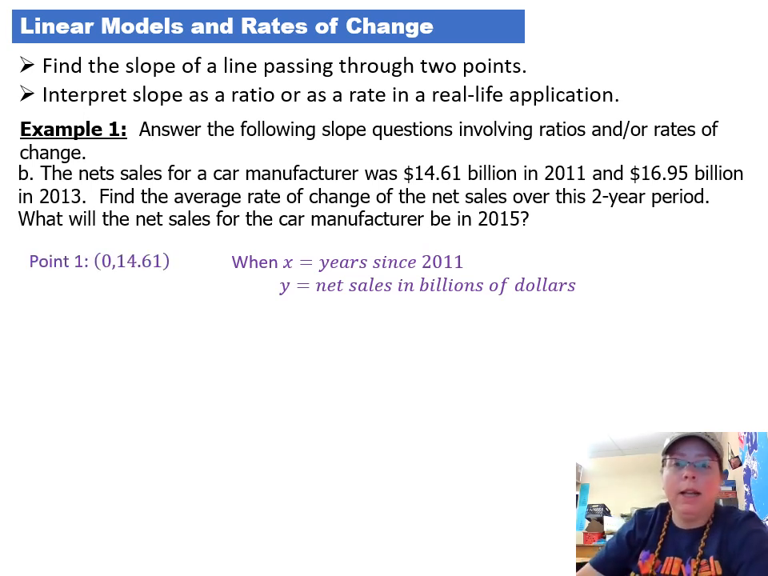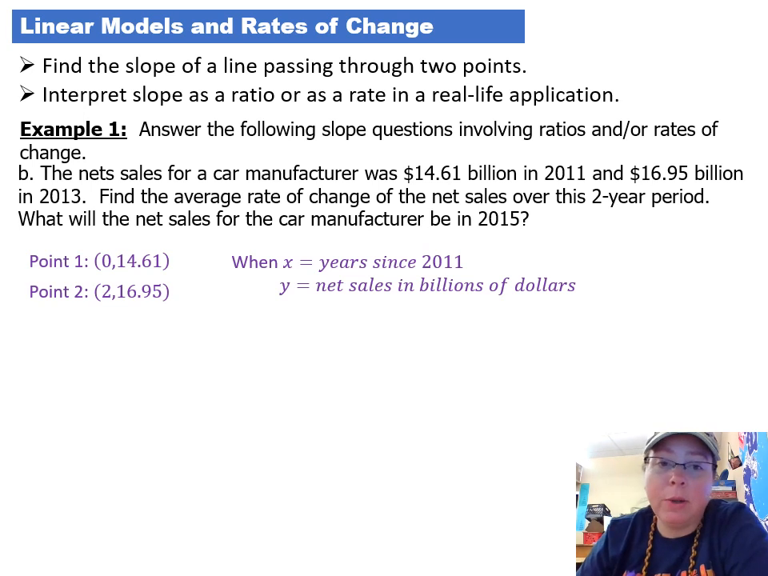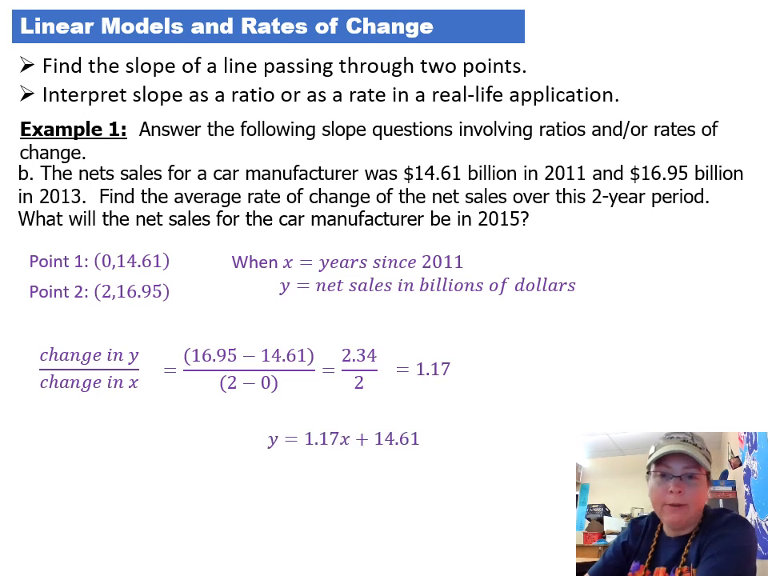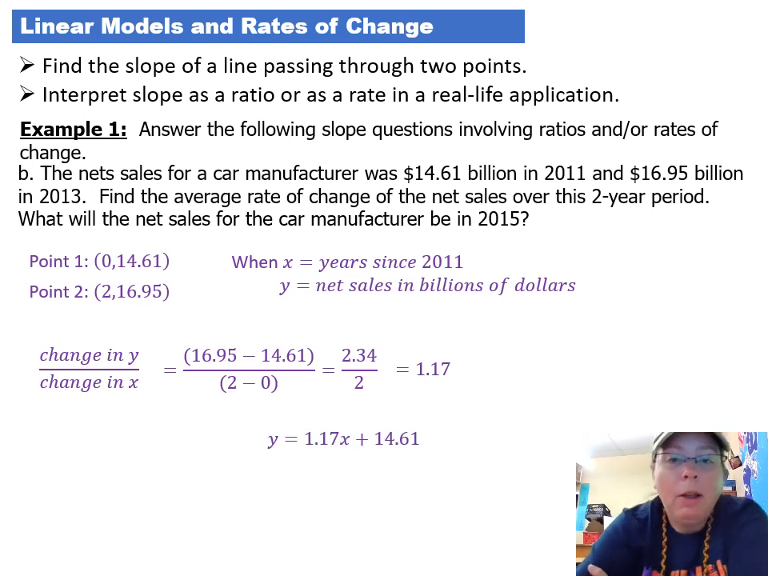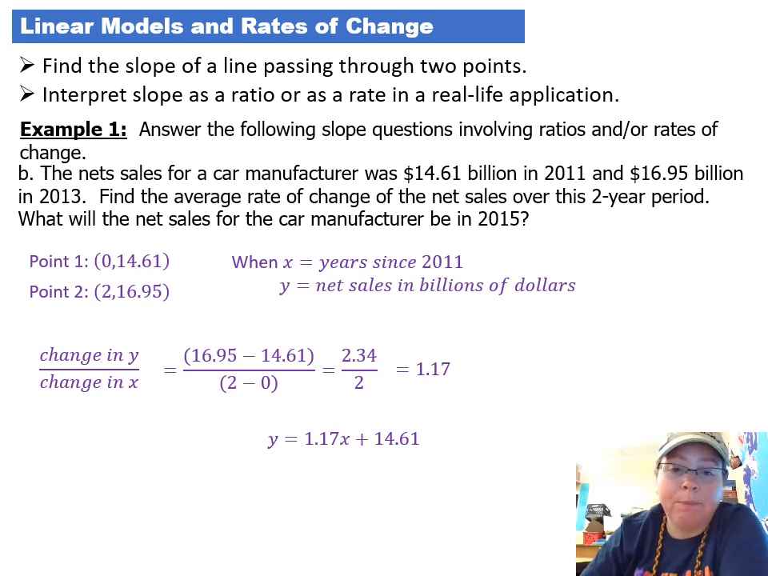We've got (0, 14.61): 0 years since 2011 is $14.61 billion. (2, 16.95): 2 years since 2011, so 2013, it's 16.95. So change in y over change in x, so 16.95 minus 14.61 over change in x, 2 minus 0. We get 2.34 over 2, or 1.17. Then we can very quickly write the equation because we know the y-intercept. So y equals m, 1.17x, plus b, the y-intercept, which is 14.61.